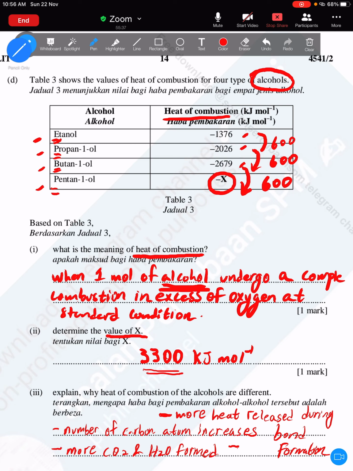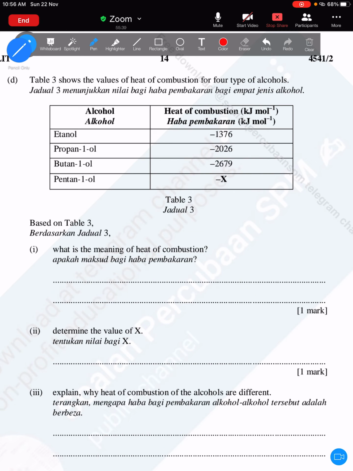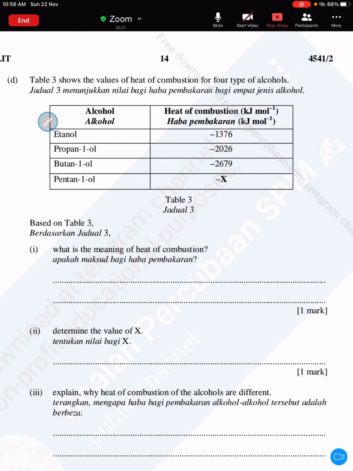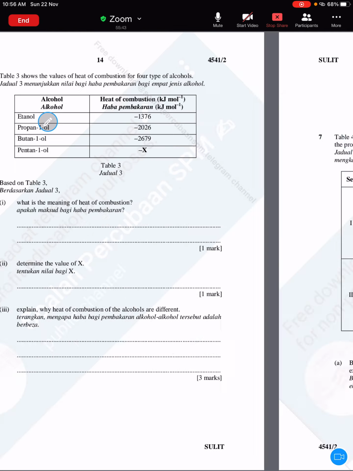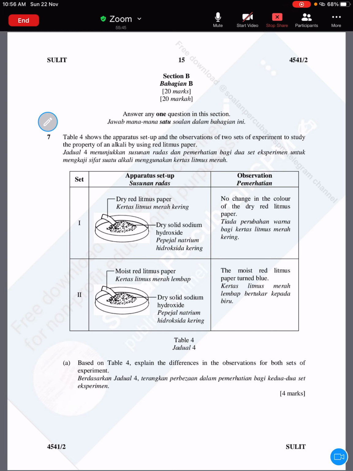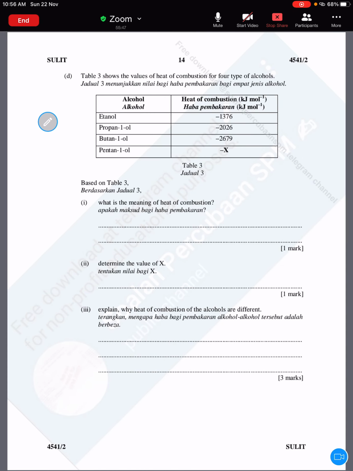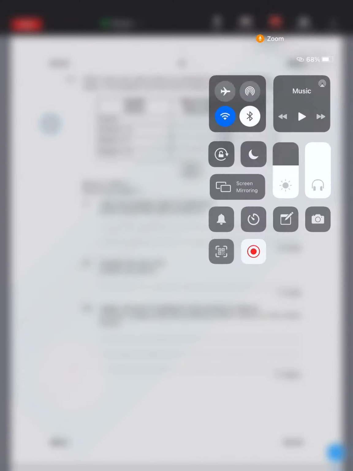Okay, my dear. So I'm going to erase this one. Okay, that is the end of Section A.